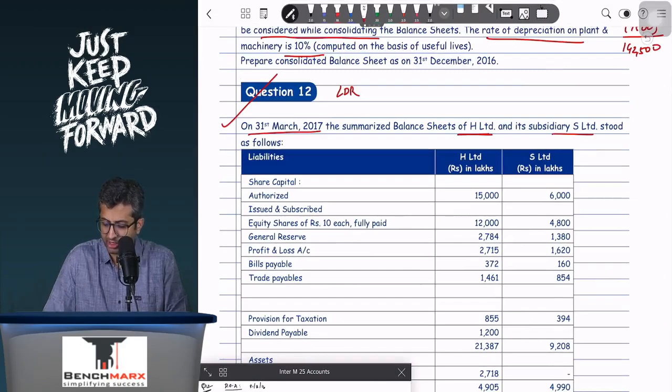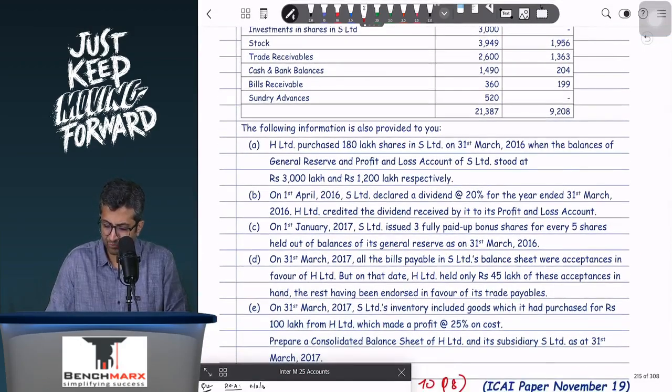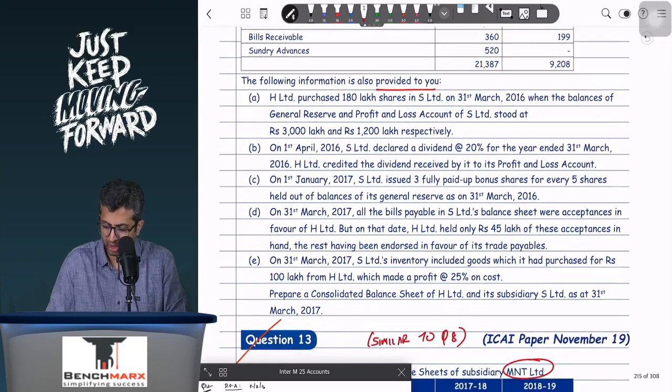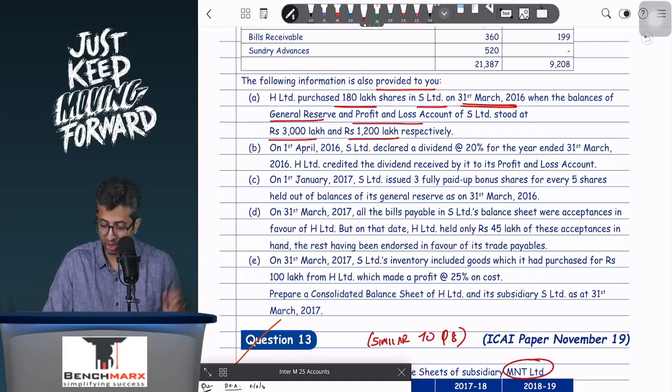on 31st March 17, the summarized balance sheet of H and its subsidiary S stood as follows. So you have the entire balance sheet given. The following information is also provided. H purchased 180 lakh shares in S on 31st March 16 when the balance of the general reserve and the P&L stood at 3,000 and 1,200 lakh respectively. So you have been given the number of shares purchased, that is 180 lakhs on 31st March 16, and the opening balances of general reserve and P&L as on that date.